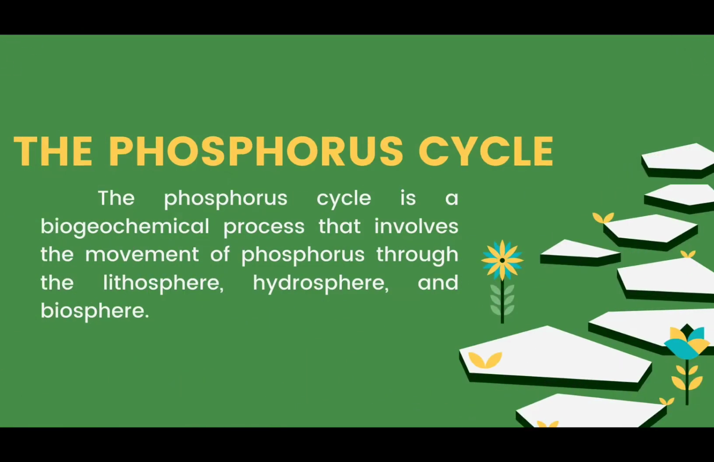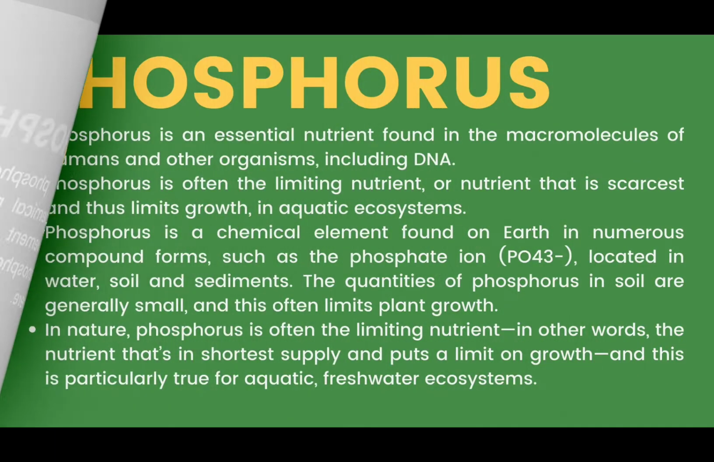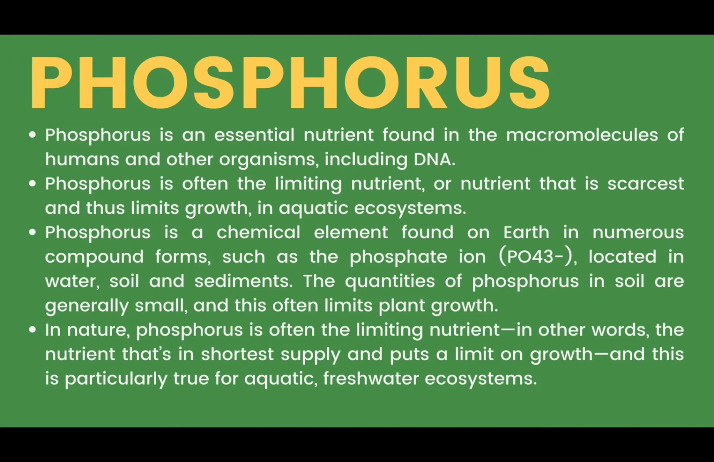The phosphorus cycle is a biogeochemical process that involves the movement of phosphorus through the lithosphere, hydrosphere, and biosphere. Phosphorus is an essential nutrient found in the macromolecules of humans and other organisms, including DNA. Phosphorus is often the limiting nutrient, or nutrient that is scarcest, and thus limits growth in aquatic ecosystems.